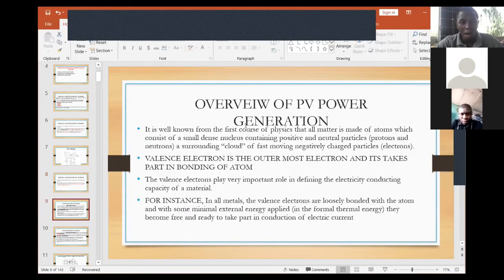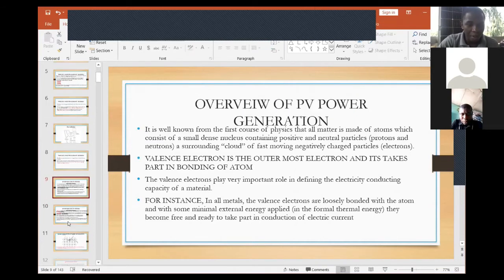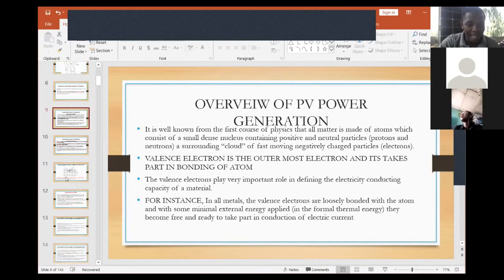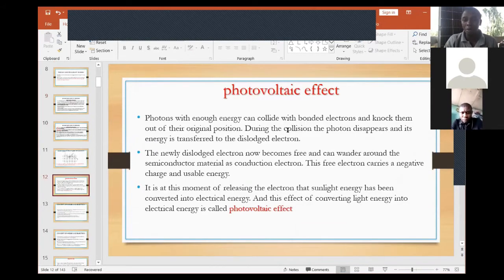Now, I believe many people here asked, so I will just explain some things. Photovoltaic, I want to explain what this effect is. Now, you see what generates electricity from solar panels.